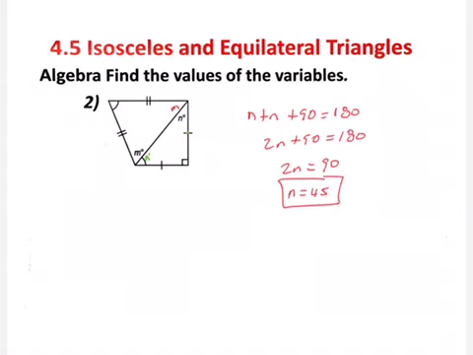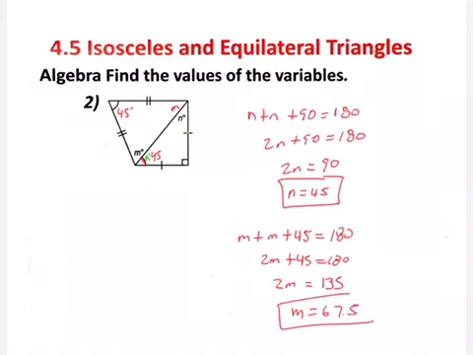So ultimately what happens is this is 45, and it's got the marker. This angle here is also 45. So to find m, we do something very similar. We're going to take m plus m plus 45 equals 180. So that gives us 2m plus 45 equals 180. So we've got 135 when we subtract the 45 from 180, equals 2m. Therefore, m equals 67.5 degrees.